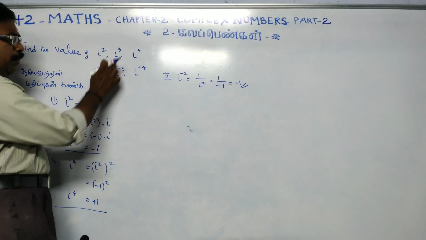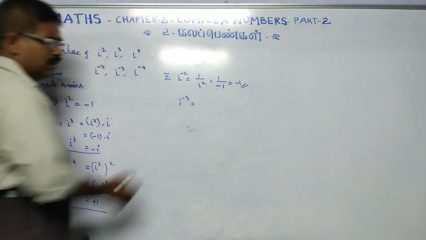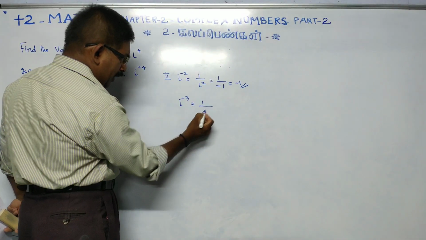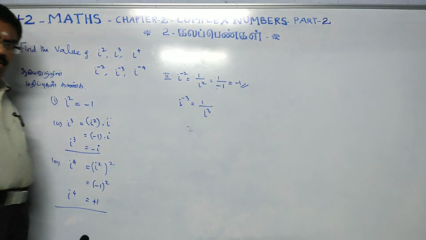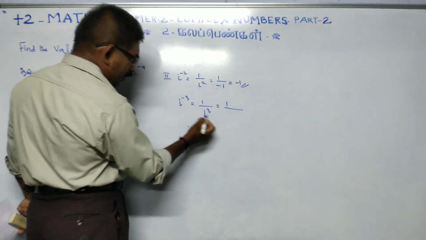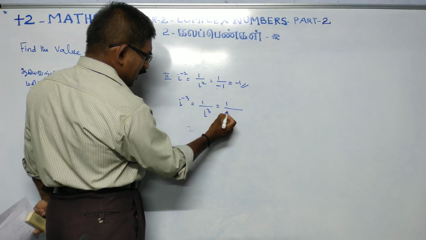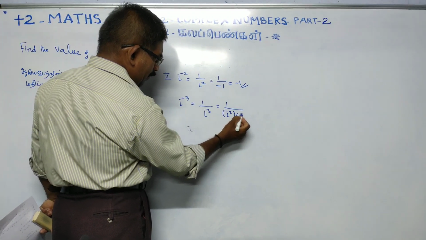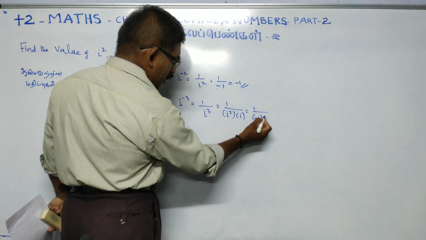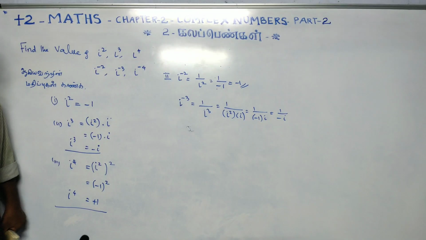Okay, i power minus 3. How can we find it? In the same way, i power minus 3 means 1 by i power 3. How can we write i power 3? I power 3 means i square into i. I square means minus 1, so minus 1 into i. That gives 1 by minus i.